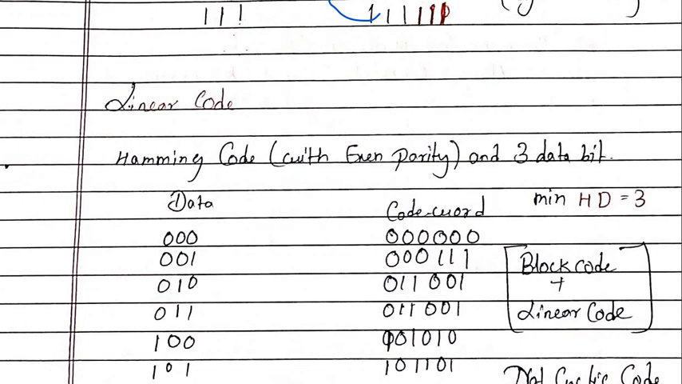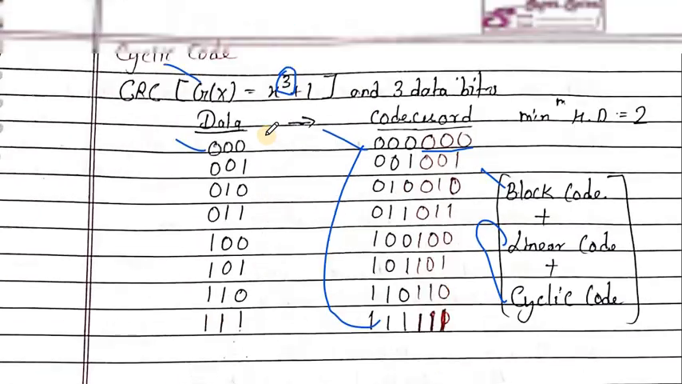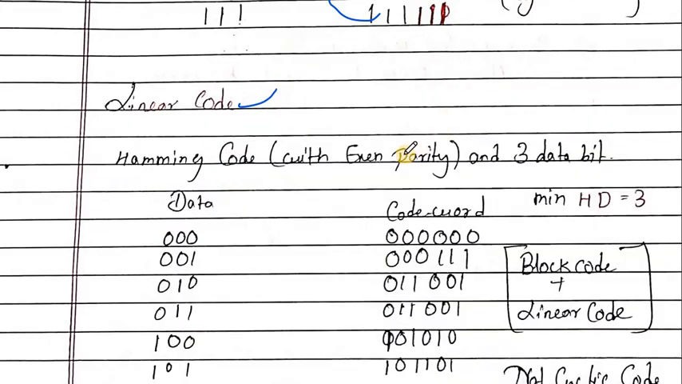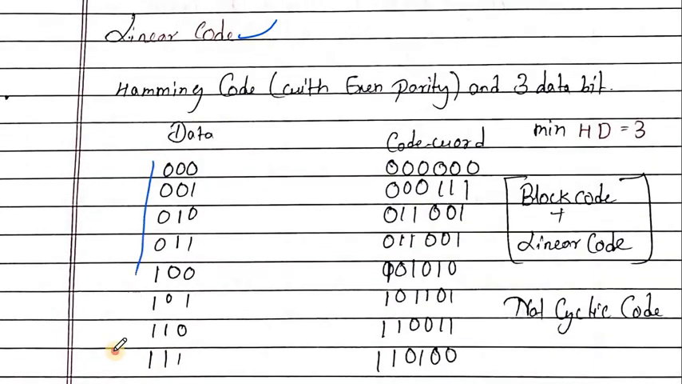Now in case of Hamming code, it is a linear code because it is not a cyclic code. In Hamming code, if we have 3 bits of data, we have to append 3 parity bits. So the code will become 6 bits. These code words are block codes and linear codes, but not cyclic codes. Thank you.